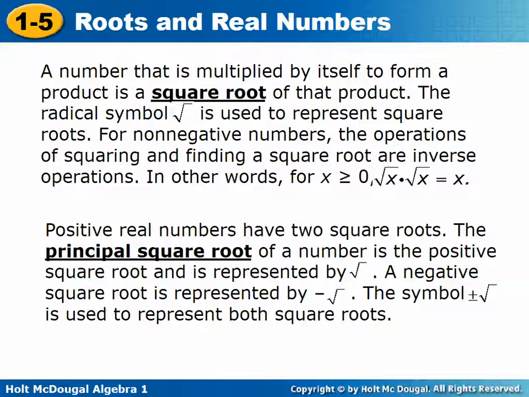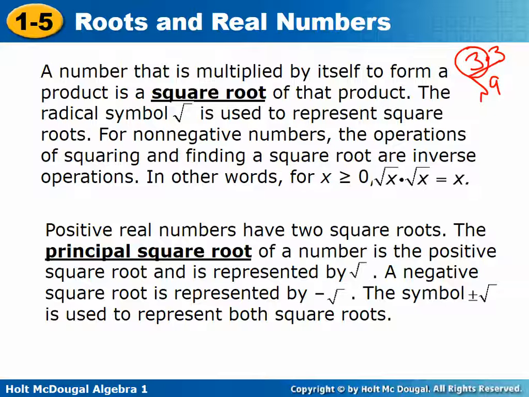A number that is multiplied by itself to form a product is a square root of that product. Here's what we're talking about. If you have 3 and you multiply it by 3, the product would be 9, then when you take the square root of 9, you get 3, which is what we started with. So squares and square roots are inverse operations.